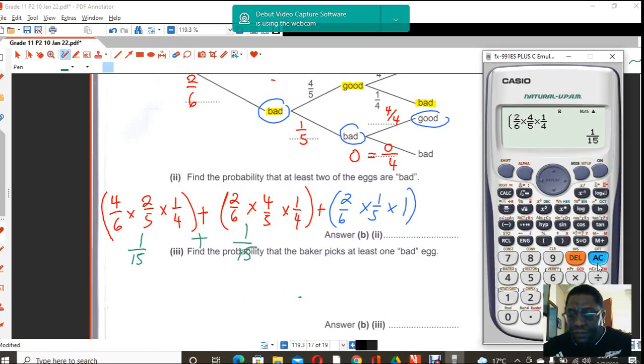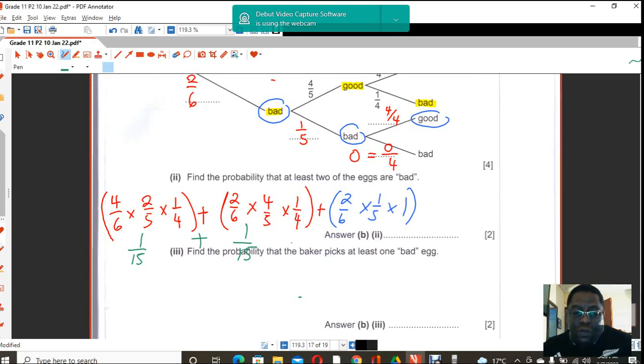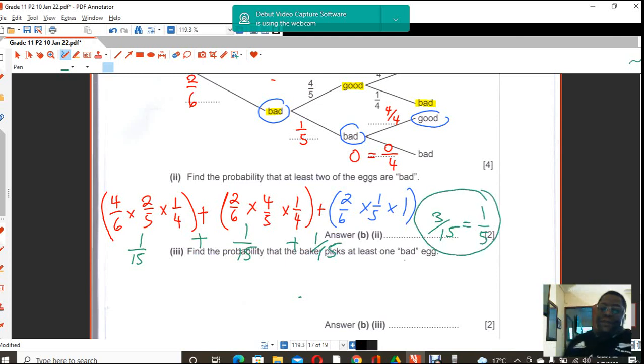The last one, we have 2 over 6 times 1 over 5 times 4 over 4, or something times 1. 1 over 15. All right, plus 1 over 15. Actually, it gives you 3 over 15, which is the same as 1 over 5. Any one of these will do. Okay? So that's the answer to that.